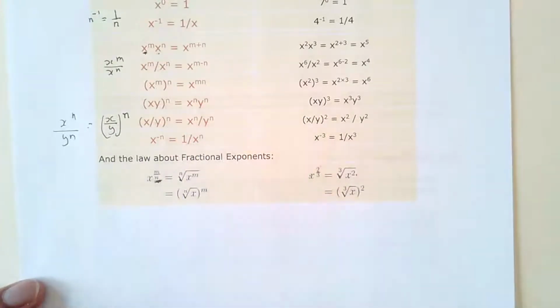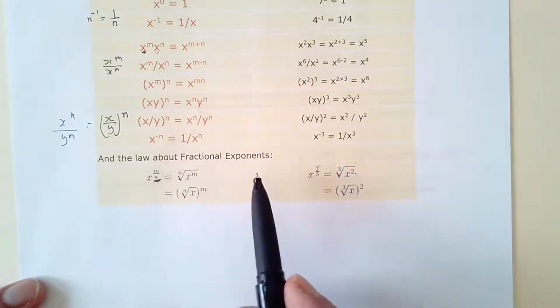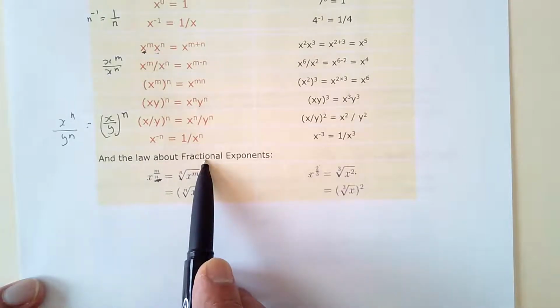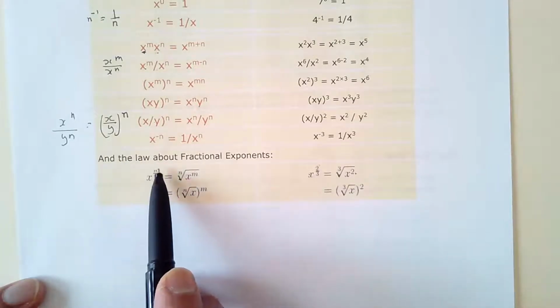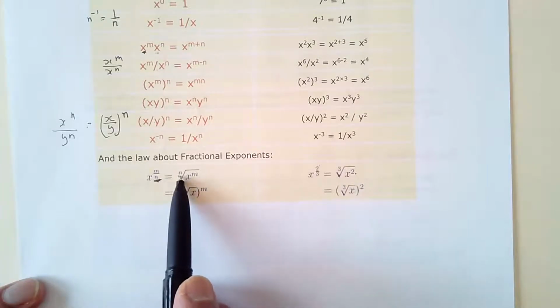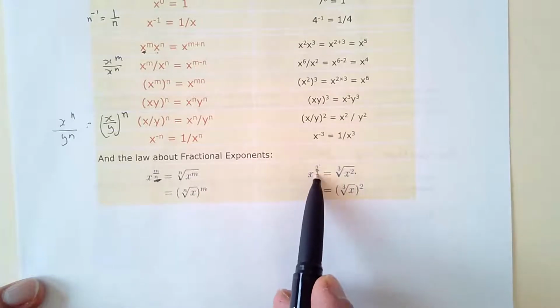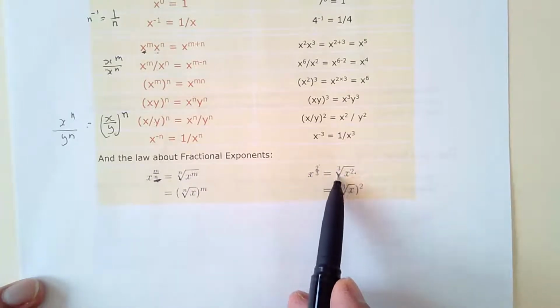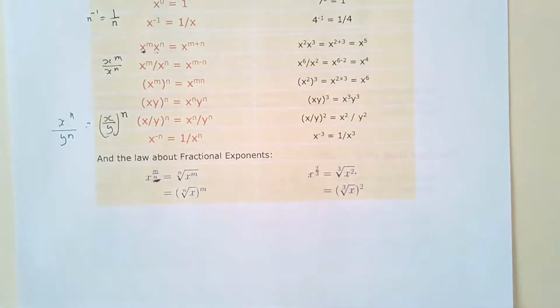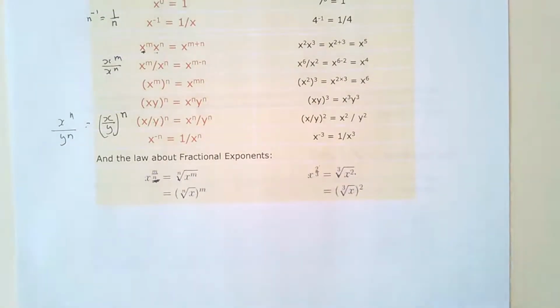We'll go through these similarly, and do a few examples that will show you how to apply these laws. And the law about fractional exponents: x to the power m over n, the denominator becomes your root. So x to the power 2/3 becomes the cube root of x to the power 2. So let's take a few examples.